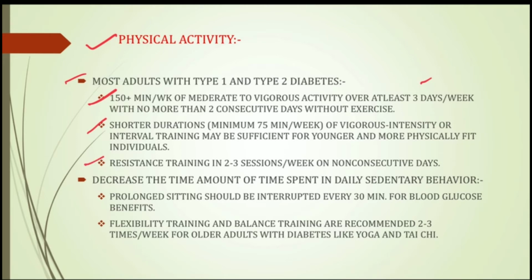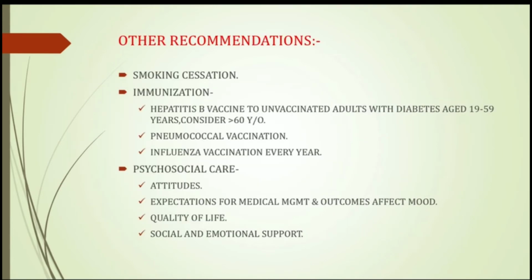Resistance training in 2 to 3 sessions per week on non-consecutive days is also good for diabetic patients. Apart from exercise, we must advise the patient to decrease the amount of time spent in daily sedentary behavior. Prolonged sitting should be interrupted every 30 minutes for better blood glucose benefits. Flexibility training and balance training, like yoga and tai chi, are recommended 2 to 3 times per week for older adults with diabetes.